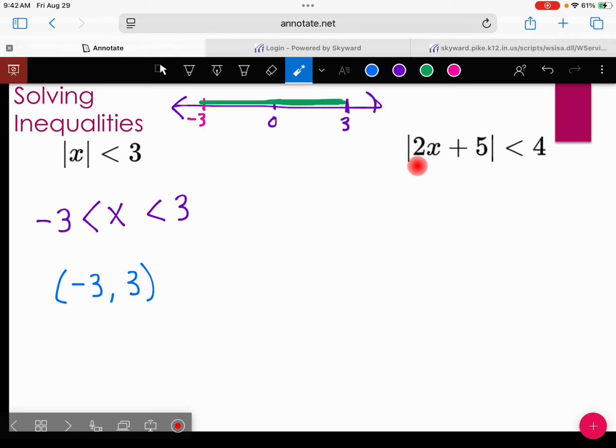It's the very same on stuff like this. If my distance is less than 4, that means I need to be between 4 and -4. So we're going to have our -4, which is less than this whole argument in here, my 2x plus 5, and that's going to be less than our 4. It's stuck in between. So if we have our absolute value that is less than, it's going to be stuck in between. This is stuff we can solve.